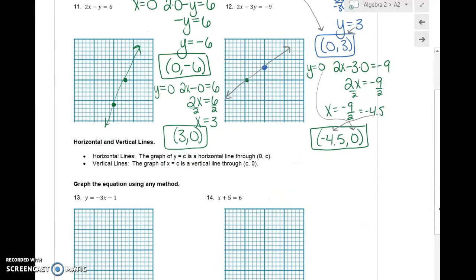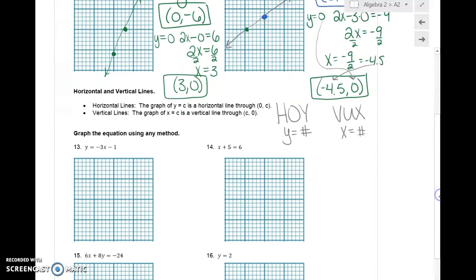In case you have not learned it before, for horizontal and vertical lines, I just learned this today. So hoy means horizontal line. The O is 0 slope, and the y means that your equation for a horizontal line is y equals a number, no x. Vux: V is vertical, U means undefined slope, and the equation is x equals a number with no y.